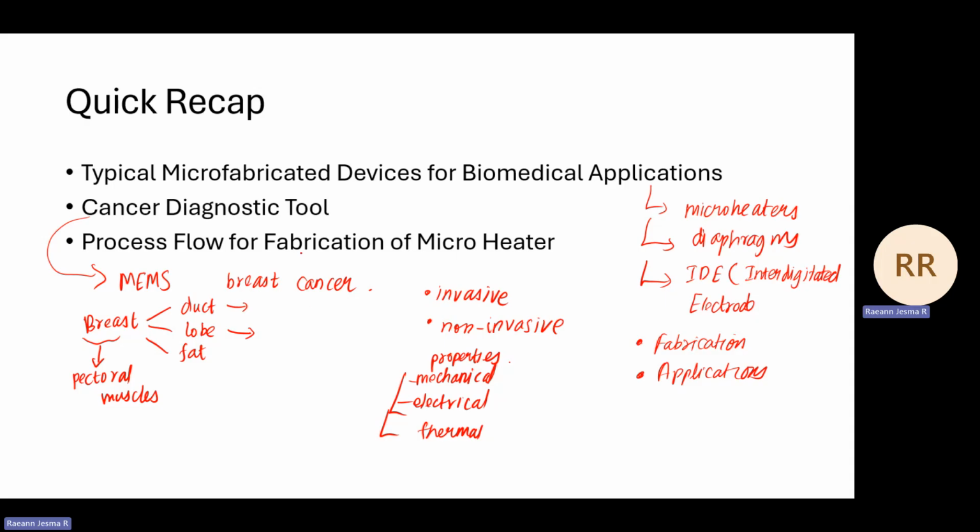Then we also saw the process flow for the fabrication of a micro heater on a glass substrate. Okay. So these were the contents that were covered in week 5. Next we can move on to the problem solving session.